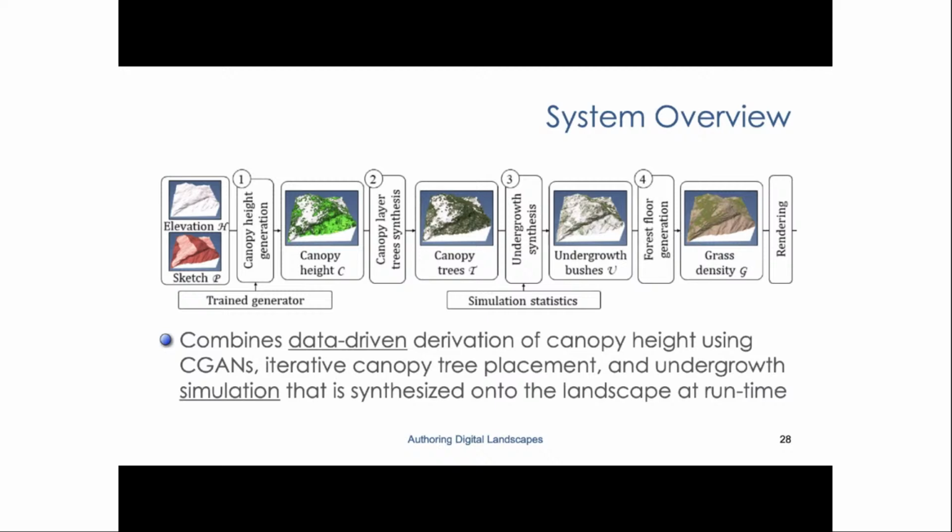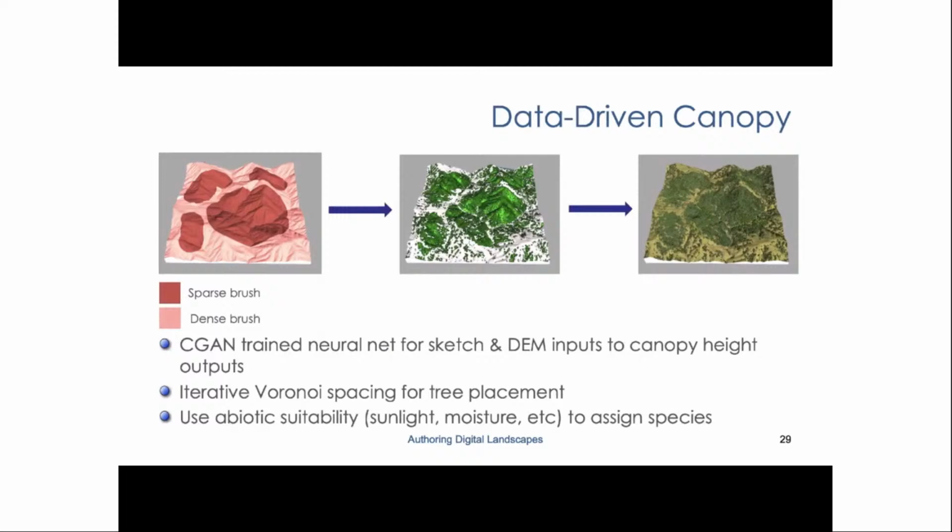Let me look at some of the early stages. So here's the data-driven canopy approach. We map from a terrain and a user sketch, you can see on the top left, with the indication of dense and sparse regions, to the canopy height in the middle, and finally to the placement of individual canopy trees. We have a CGAN-trained neural net for the sketching and digital elevation model inputs being mapped to the canopy heights. And then we have an iterative process in which Voronoi spacing is achieved for the trees.